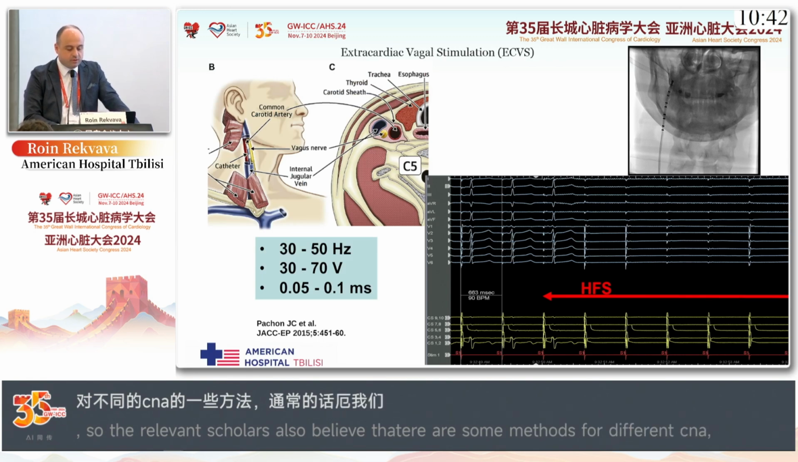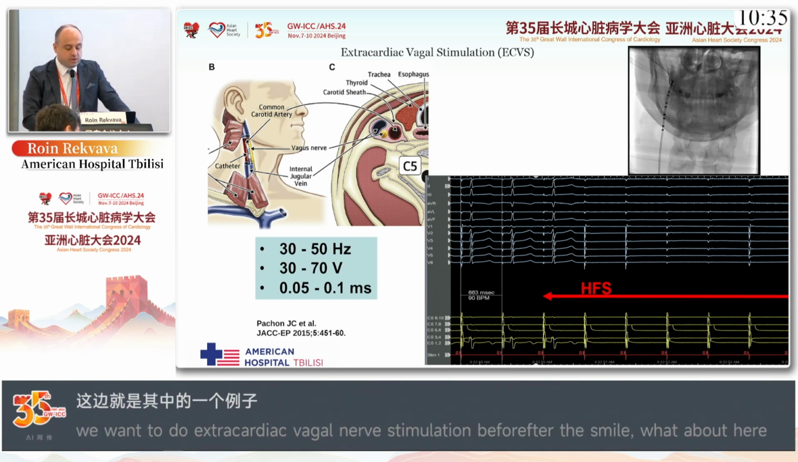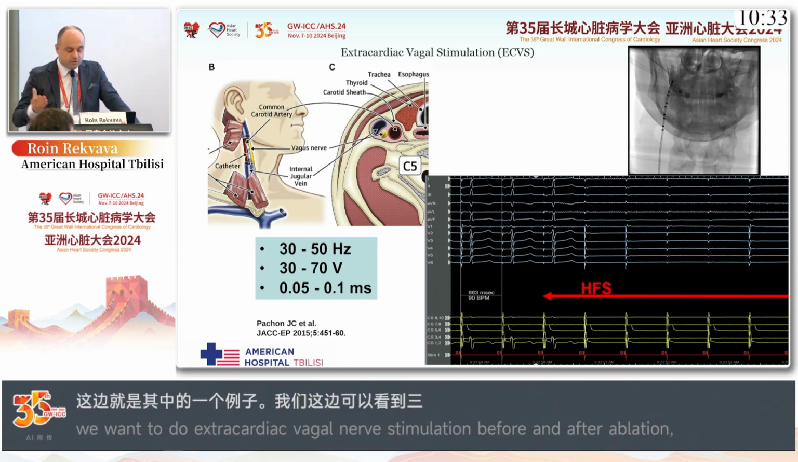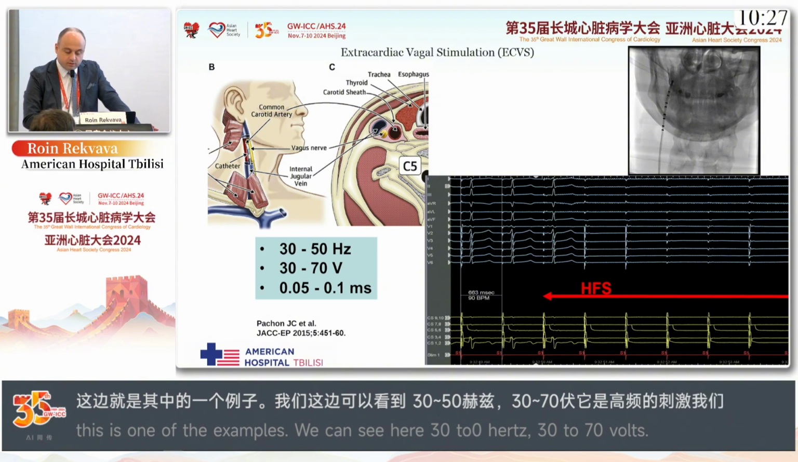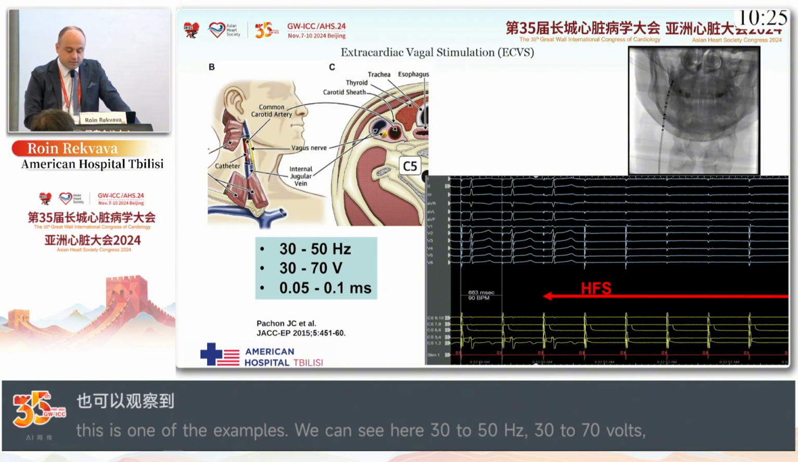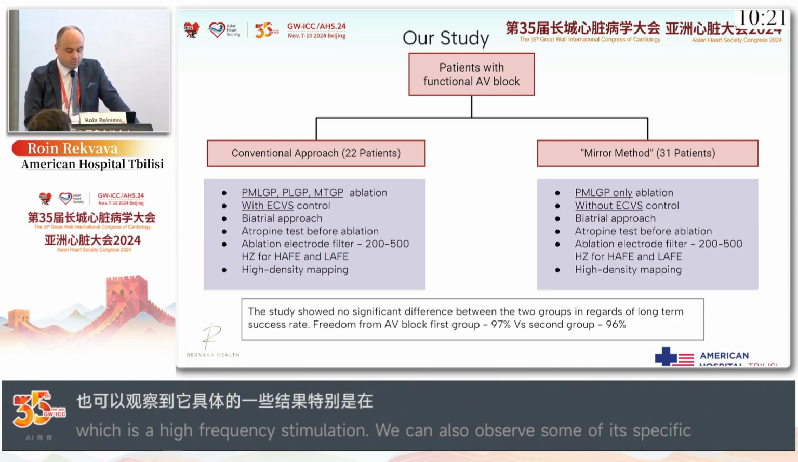You see now the example of extracardiac vagal stimulation with 30 to 50 hertz, 30 to 70 volts. So it's high frequency stimulation, and you see this outcome after high frequency stimulation. After ablation, they solved these problems.